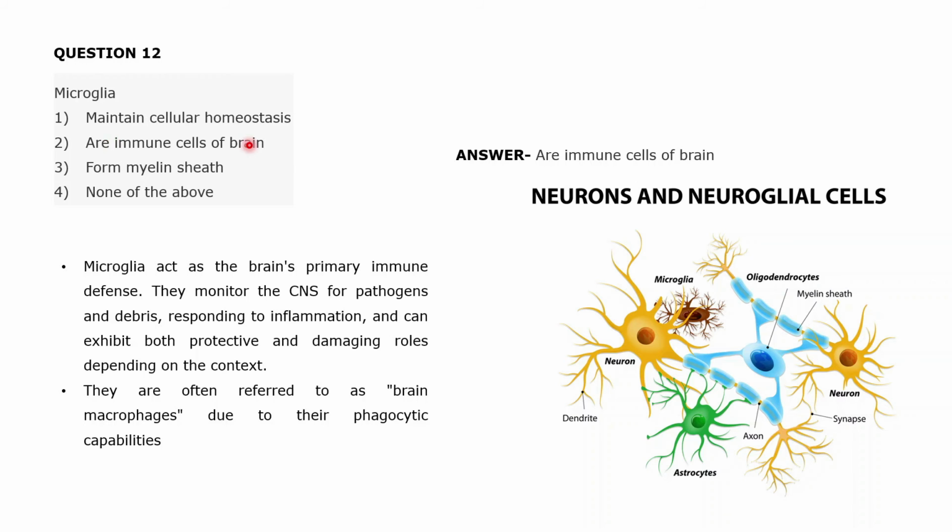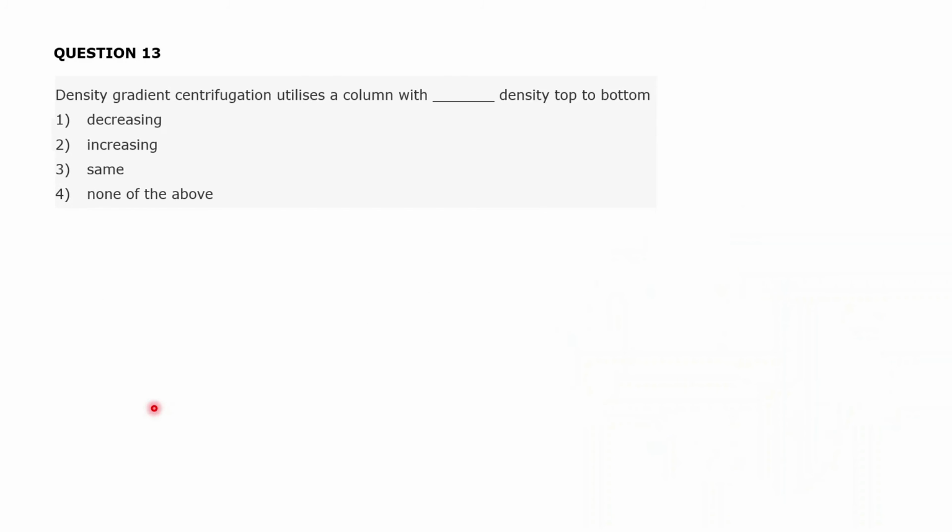Any doubt in this case? Yeah, so I think it's quite clear. Microglia are the immune cells of the brain, and are also called the brain's macrophages, because they carry out the whole immune defense function and have the capability to undergo phagocytosis. So I will just move on to the next question.